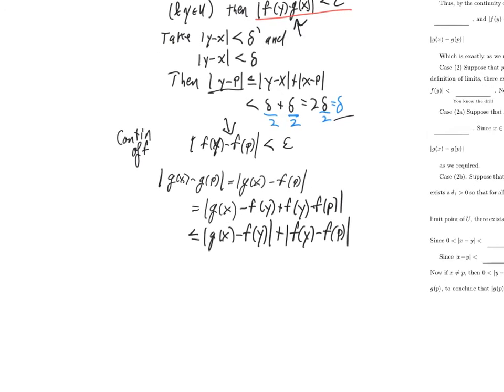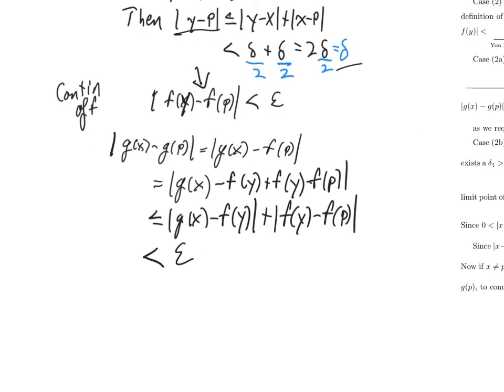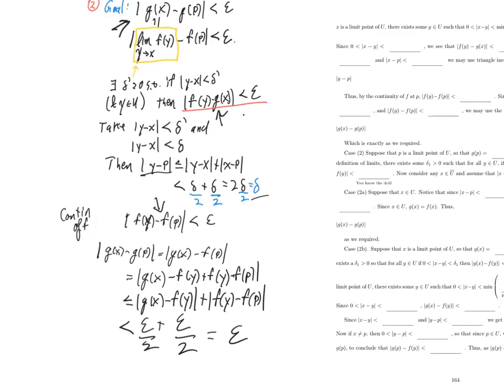And now let's just gather these together. f of y minus f of p in absolute value, that's less than epsilon. g of x minus f of y, that's less than epsilon. So this is less than epsilon plus epsilon, that's no good, but I just need to divide them by 2. So I'll need to divide lots of things by 2. And let's see, this one just came from the statement of the limit. This one, however, came from the continuity of f. So I'll need to revise the choice of delta.